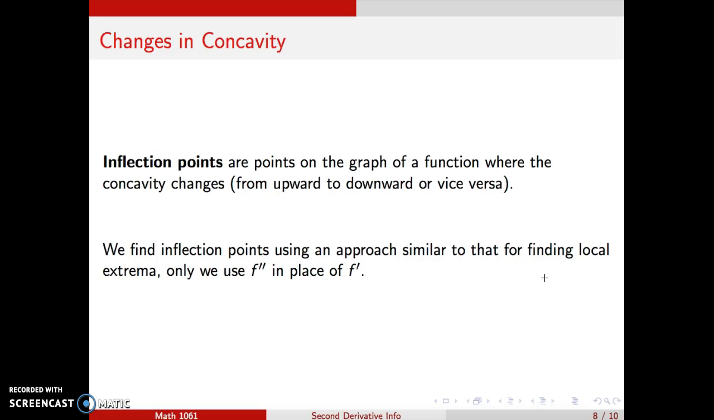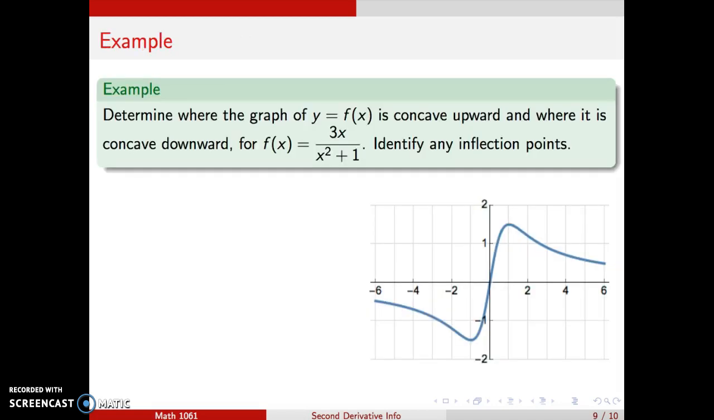So these points on the graph of a function where the concavity changes are called inflection points. So they're kind of like local extrema. Local extrema would be where you change from increasing to decreasing behavior, or decreasing to increasing, and inflection points would be where you change from concave up to concave down, or vice versa. So like I said, we're going to have a very similar plan of attack to what we had for first derivative stuff, looking for local extrema.